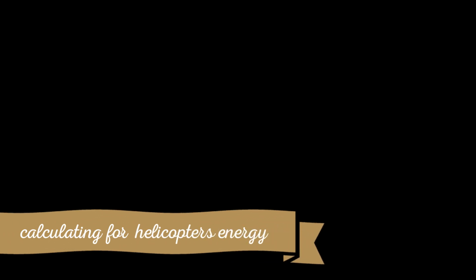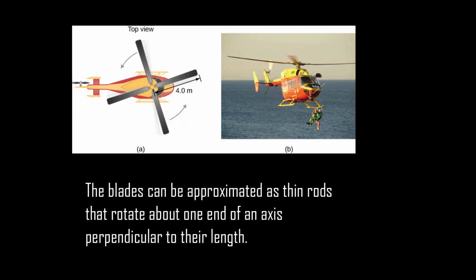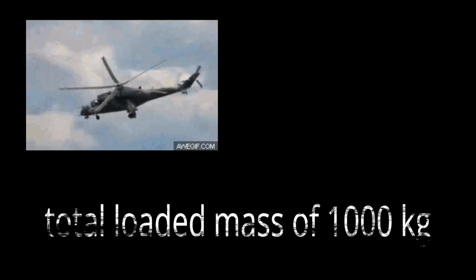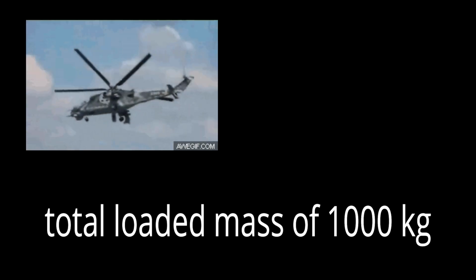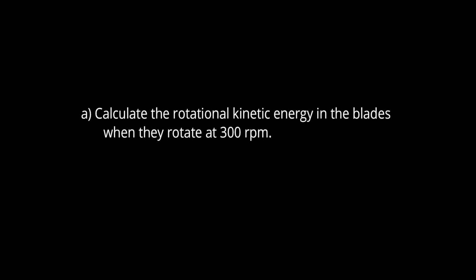For example, calculating helicopter energies. A typical small rescue helicopter has 4 blades. Each is 4 meters long and has a mass of 50 kg. The blades can be approximated as thin rods that rotate about one end on an axis perpendicular to their length. The helicopter has a total loaded mass of 1000 kg. A. Calculate the rotational kinetic energy in the blades when they rotate at 300 rpm.